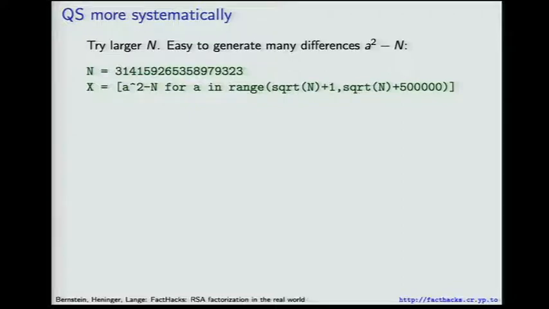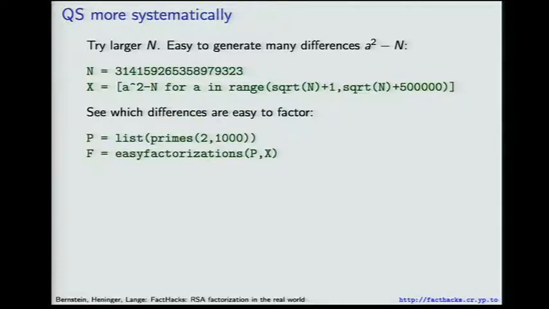You take a bunch of a squared minus n, and then let's make a list of those, call it x. And you can see the range there is up to 500,000 numbers. So it's a pretty big list we're talking about. And then search through those elements, search through those a squared minus n, those differences, the elements in this list, to see which ones have easy factorizations. Now, a lot of them are numbers like that 157. I don't know what the factorization of that is.